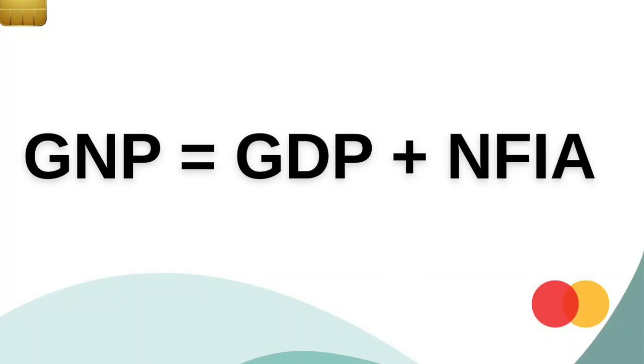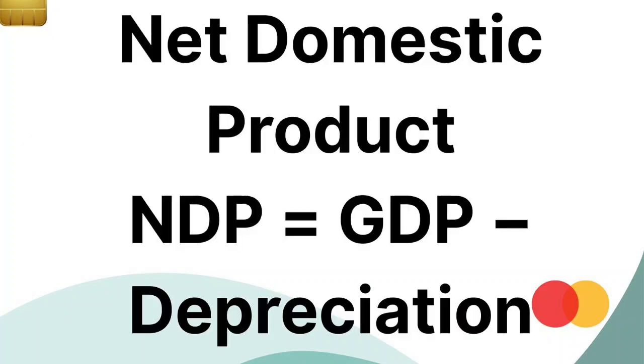If Indian residents earn more abroad than foreigners earn in India, then NFIA is positive. Vice versa, if foreign residents in India earn more, then NFIA is negative, because more amount will go outside. So GNP is equal to GDP plus NFIA. GDP means place of production, GNP means ownership by normal residents.